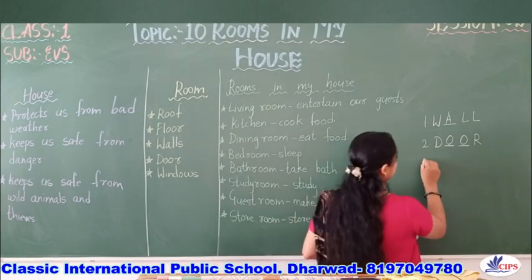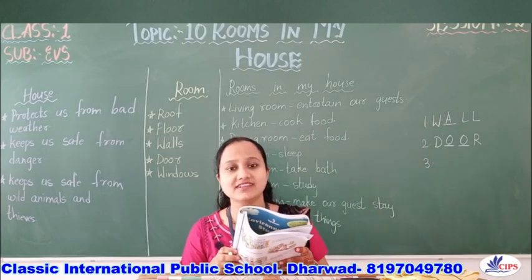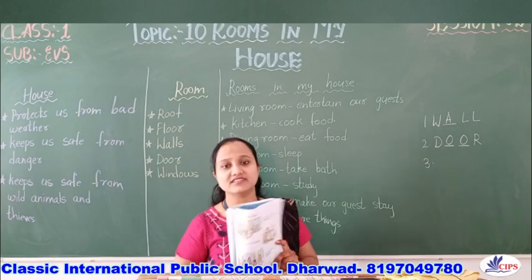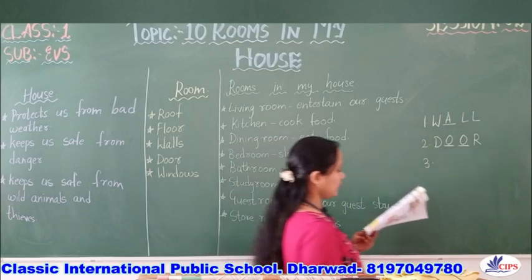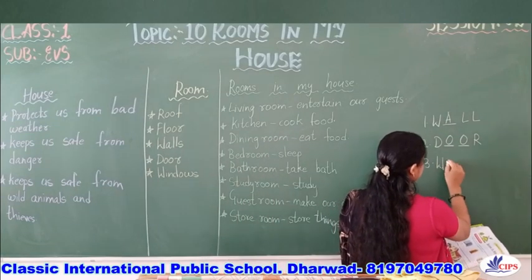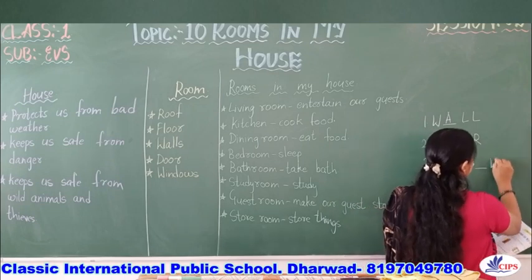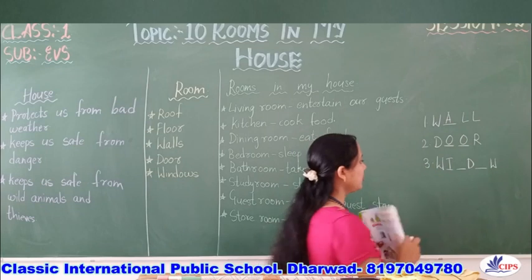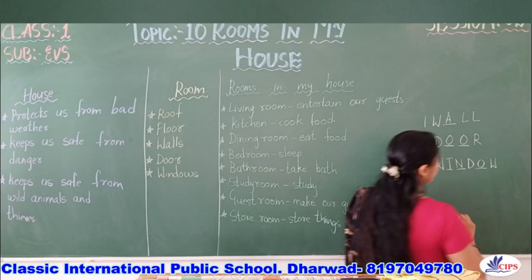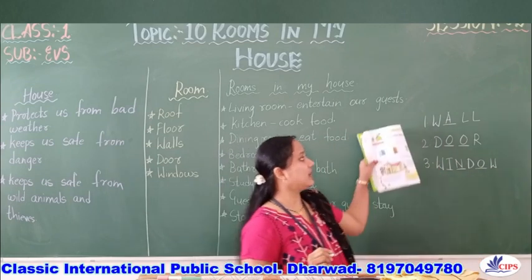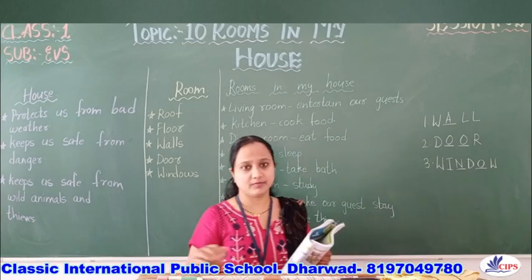Okay. Then the third one. What is the third picture that you can see? It is the place from where you always keep peeping outside, to see whether your friends have come or whether your friends are playing. Yes, it is the window. Then W-I-D-W. So children, what is the spelling of window? W-I-N-D-O-W. Okay, so you have to see it and write it correctly, children. I hope you are writing it along with me.